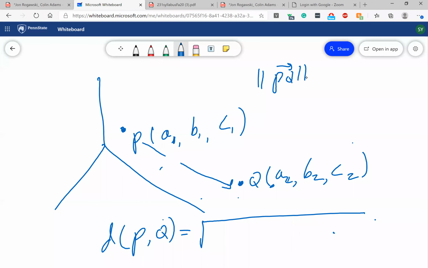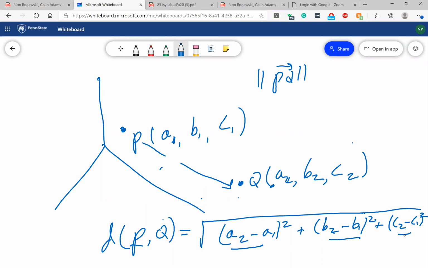And so the PQ vector will have A2 minus A1, and then when you're looking for its magnitude, this thing will be squared. And then you're going to have B2 minus B1 squared, and then you're going to have C2 minus C1 squared. And that will be your distance between P and Q. So it's like you're looking for the vector, and that's how you get these coordinates. And then you just square each component, add them together, and you take the square root.